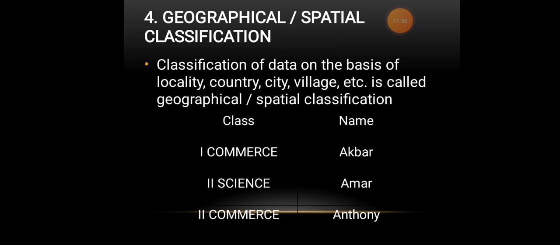Second, science, I want to search for the name Amr. So how can I search? I will search for the name Amr. So where does he stay? He stays in the second science class. So based upon the names, we can predict to what geographical situation he belongs, to what class, to what locality he belongs. Those things we can predict under the geographical or spatial classification. So these are the types of tabular presentation.